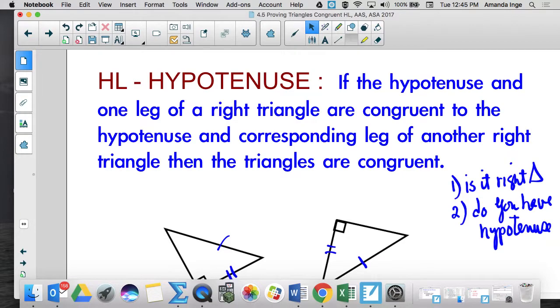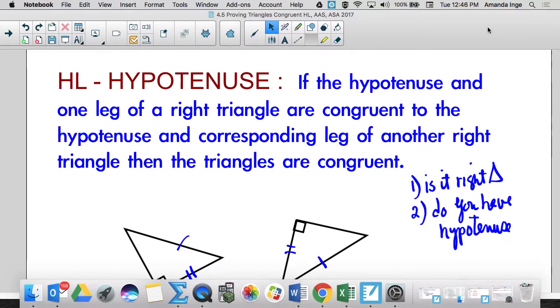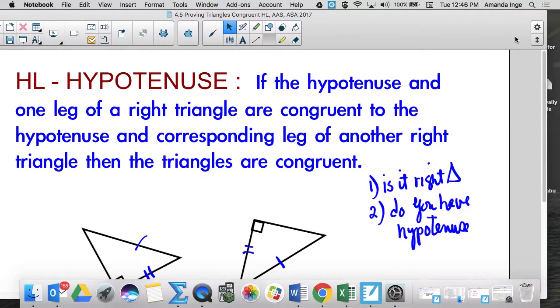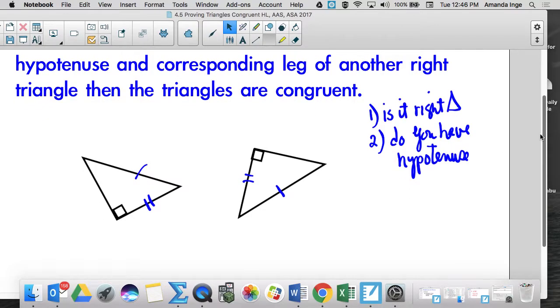Next, we have hypotenuse leg. So if the hypotenuse of one right triangle and a leg are congruent to the hypotenuse and the corresponding leg of another right triangle, then the triangles are congruent. So the first question you should ask yourself when you're looking to use this is, do you have a right triangle? Yes. Do you have the hypotenuse? Well, stand on the right angle and walk across. Do you have the hypotenuse? And if you do, then you've got to have a leg. So if you have a leg, you could use hypotenuse leg.